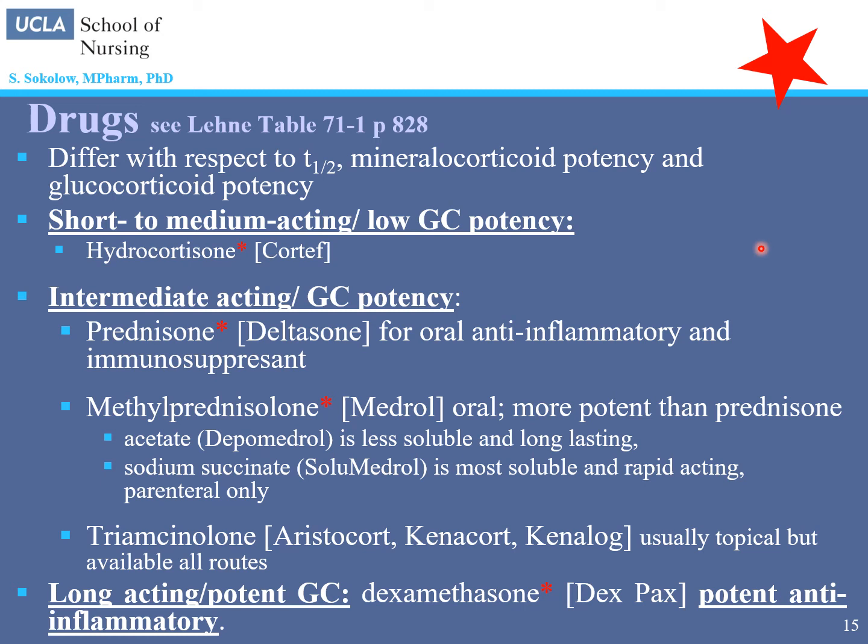And you have some that are used as injectables, as I said, when I got my shot. So you have Depo-Medrol and Solu-Medrol. Depo is less soluble and long acting, if you remember from your principles. And Solu-Medrol is more soluble and more rapidly active when injected. Then you have triamcinolone. Usually this one is used as a topical, for rashes. And then you have the long-acting and very potent glucocorticosteroids, such as dexamethasone, which is a potent anti-inflammatory drug.